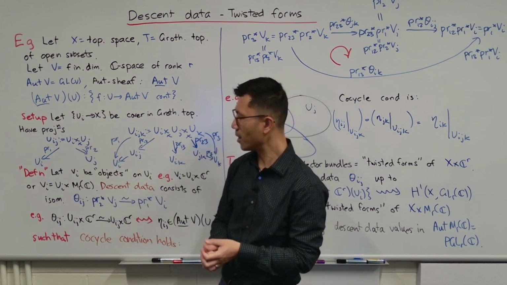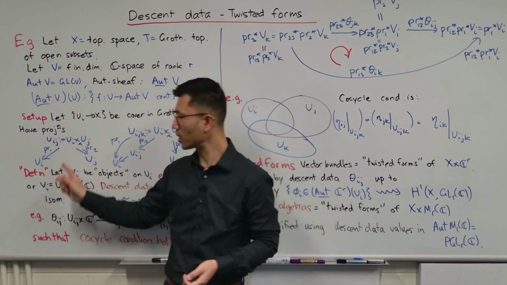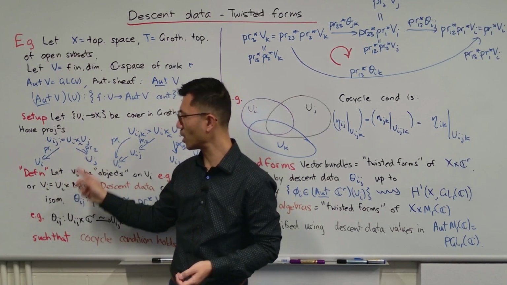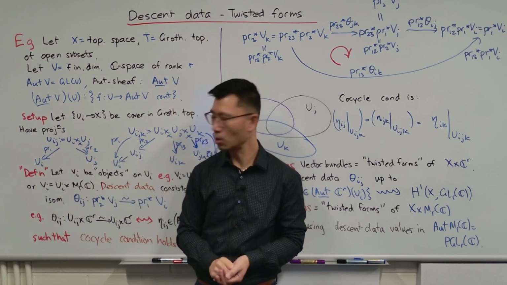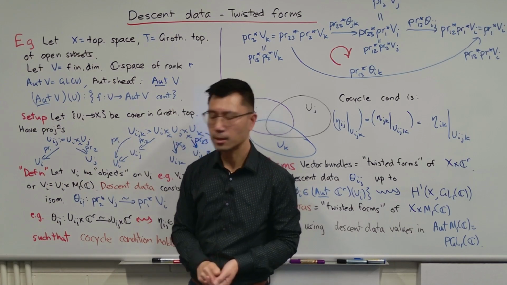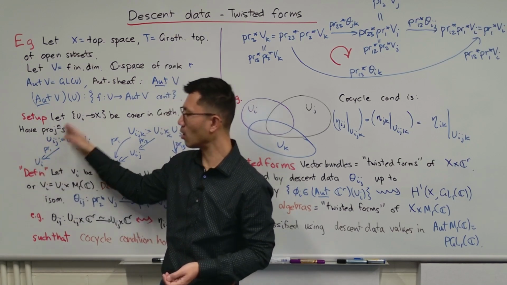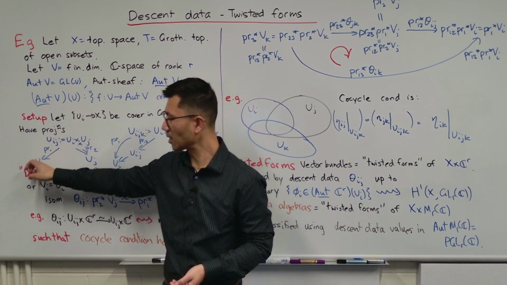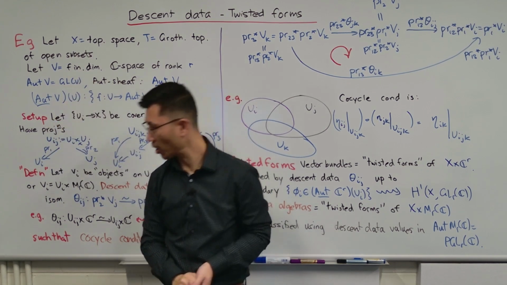And the other thing that you can do is once you have this fiber product, you can project onto the factors U_i and U_j. So this will be the first projection onto U_i and the second projection onto U_j. And the idea here is that if you have an object on U_i, if you pull back along this projection 1, that's like the restriction onto this U_ij.